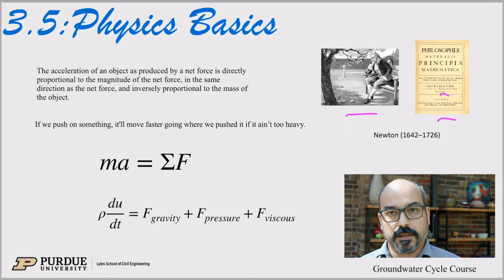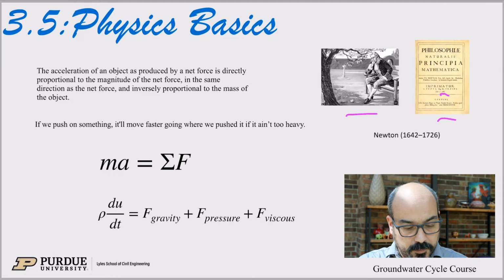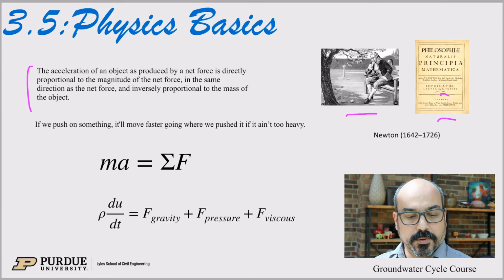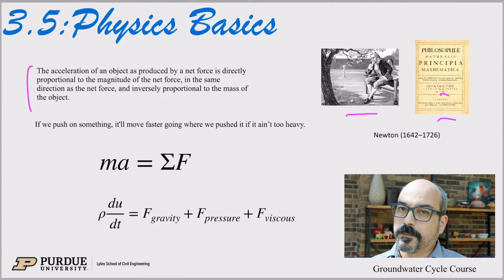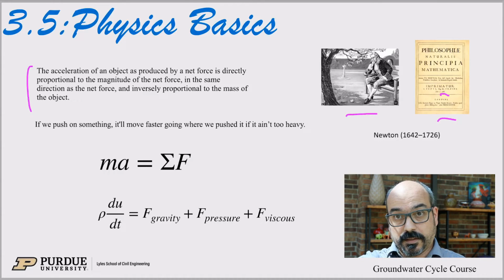So many achievements and accomplishments, of course, but the law we're interested in states that the acceleration of an object as produced by a net force is directly proportional to the magnitude of the net force, in the same direction as the net force, and inversely proportional to the mass of the object. In layman's terms, or in today's terms, that means if we push on something, it'll go faster in the direction we pushed it, and if it's not too heavy, okay?